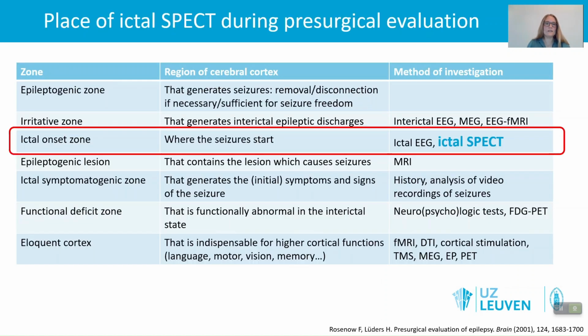So if we look at this scheme about the pre-surgical evaluation in epilepsy as proposed by Rosenow and Lüders, we see that ictal SPECT is situated here as the method to image the ictal onset zone, so the part of the brain where the seizure starts.